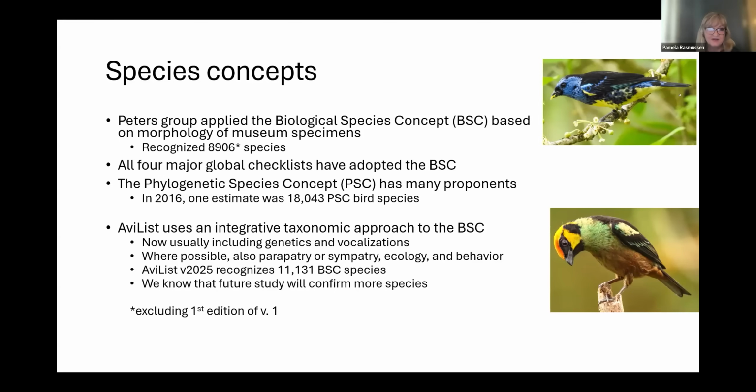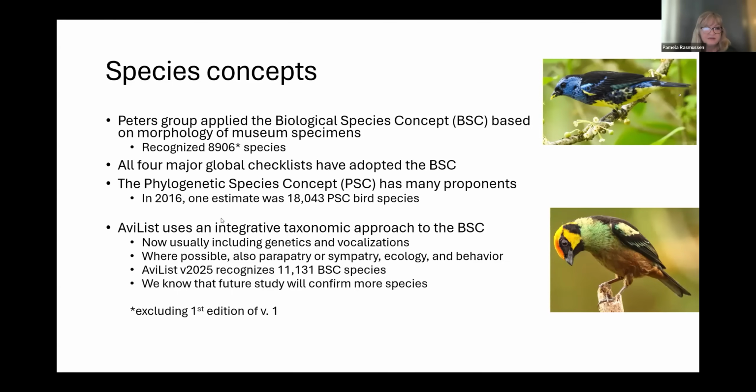The fact is that all 4 of the major global checklists have adopted the BSC. The PSC does have a lot of proponents, and there are arguments that are certainly valid as to why the PSC has more relevance in some ways than the BSC. It also has many operational problems, and for whatever reason, we are not aware of a global checklist that is publicly available that does use the PSC. But one estimate in 2016 was that there would be over 18,000 bird species if you use the PSC, and others have estimated even more.